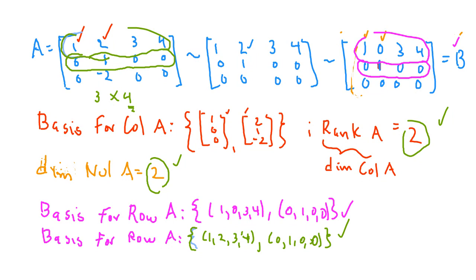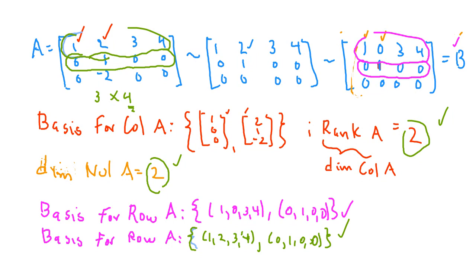Now the column space of A, you always have to go back to the original matrix to pull out the columns that correspond to the pivot columns. But for the row space of A, yes, you can do that, but you can also work with the rows of the echelon form or reduced echelon form of the matrix A.